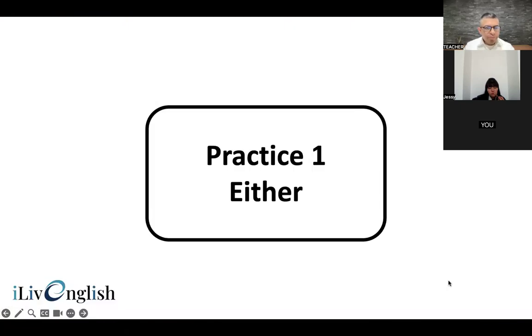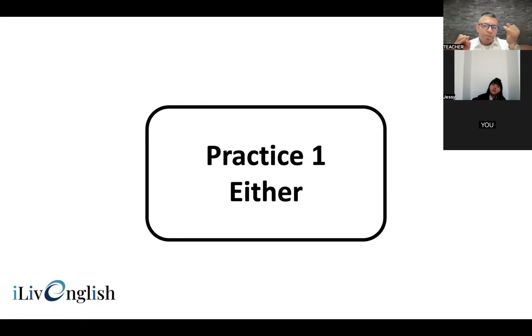Now, let's start with negative ideas. Negative ideas. Okay, negative ideas. The first word is either. And either is for negative ideas. The word is too, for example, you are happy. Jesse is happy too. This is positive.